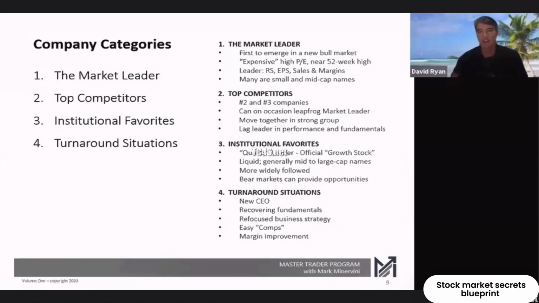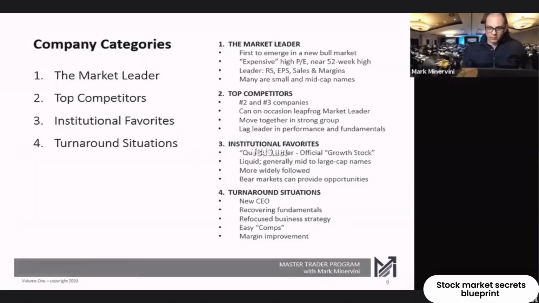But the other thing I would add when you're looking at all these different categories is that I would say 80% or more of your buying should be in the market leader area, and then another 10%, or maybe you split those 2 up a little bit. But most of your buying is in those top 2 groups, and then institutional favorites, not so much, and then turnaround situations, maybe 5 or 10% at the most. That is at least the way I would be weighting those in my portfolio.